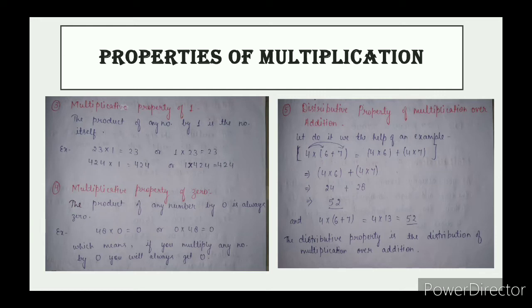So which means the distributive property is the distribution of multiplication over addition. You can use this as a formula. Here I have given 4 multiply 6 plus 7 is equal to 4 multiply 6 plus 4 multiply 7.